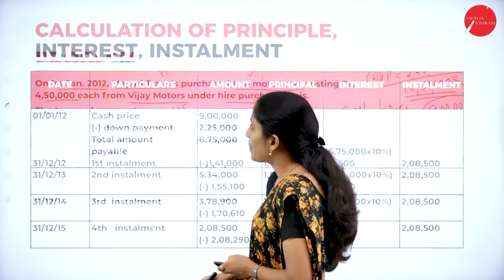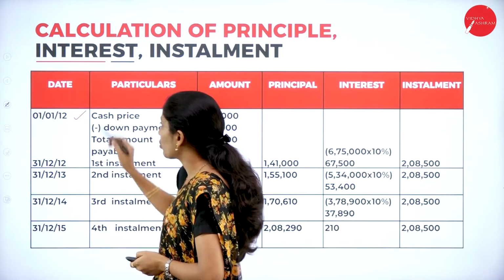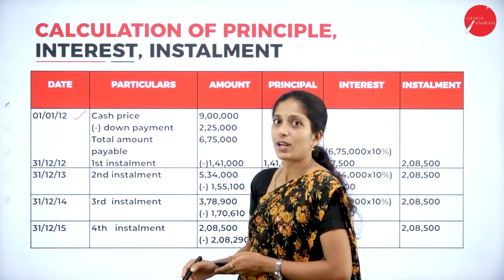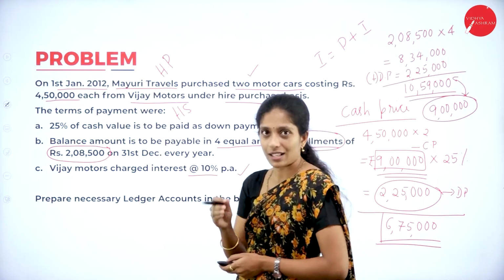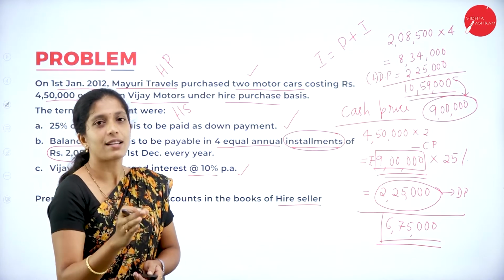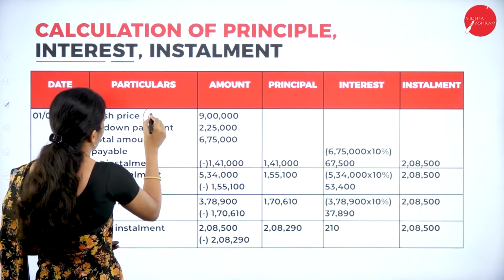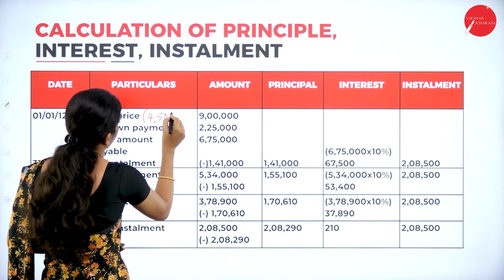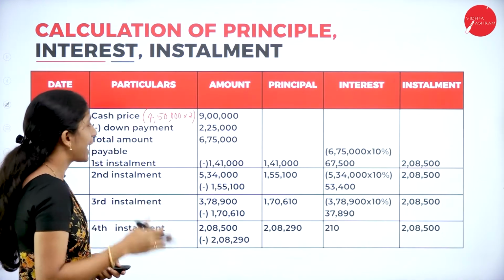Now, what is the purchase date? 1st Jan 2012, so 1/1/12. So what is the cash price of the car? They have purchased 2 cars of value 4,50,000 each. So what is the cash price? 4,50,000 into 2, so I'll get 9 lakhs. So this is the cash price.